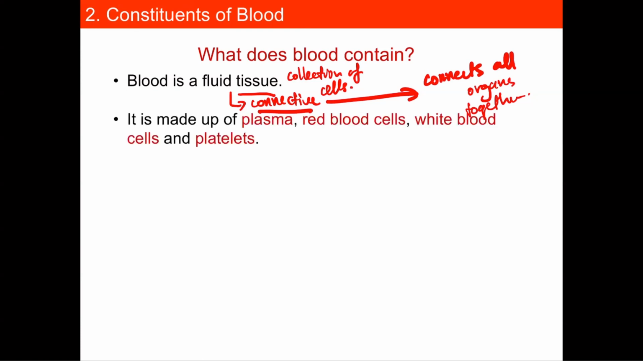Now, these are the main constituents of blood, and they are made up of plasma, red blood cells, white blood cells, and platelets.